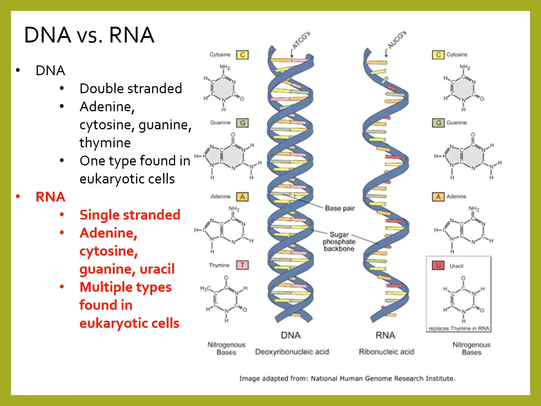Because we're moving on to RNA transcription, I wanted to remind you again the difference between DNA structure and RNA structure. DNA is double-stranded. It uses the bases adenine, cytosine, guanine, and thymine. And there is only one type of DNA that you find in eukaryotic cells. Now, in contrast, RNA is single-stranded. It uses the bases adenine, cytosine, and guanine, but instead of thymine, you will find the base uracil. And there are multiple types of RNA that you can find in eukaryotic cells.